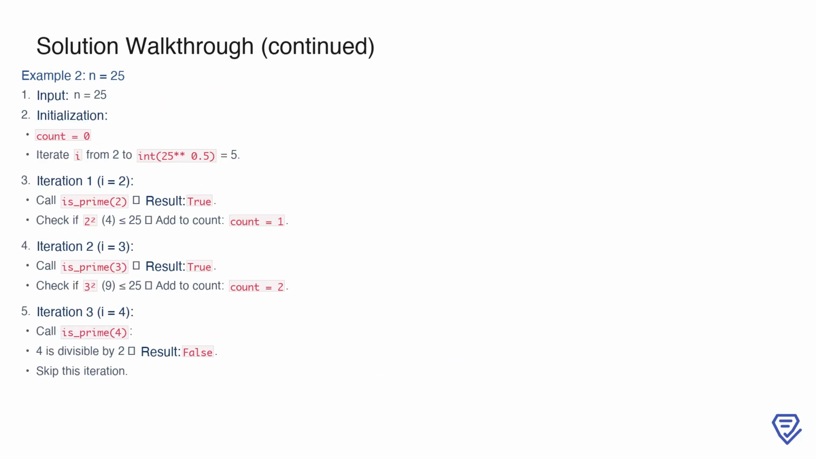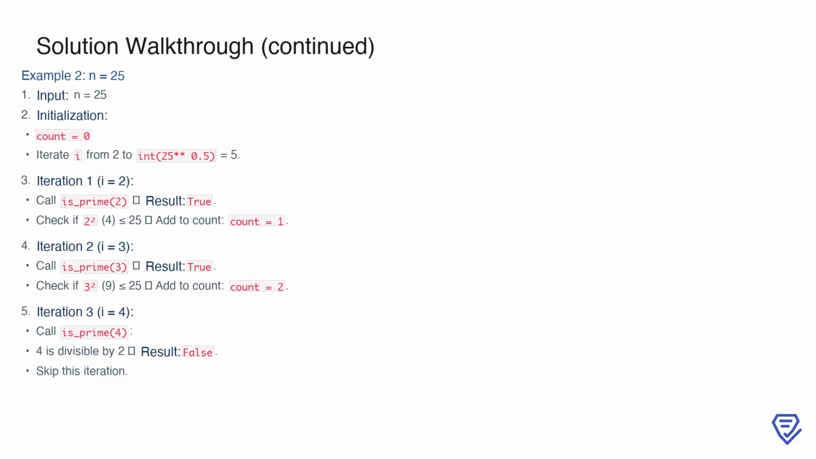Now, let's consider a second example where n equals 25. Here, we initialize the count to 0 again and iterate i from 2 to the square root of 25, which is 5. For the first iteration, where i is 2, we confirm that 2 is prime using the is_prime function. Since the square of 2, which is 4, is less than or equal to 25, we increase the count to 1. In the next iteration, where i equals 3, we check if 3 is prime. It is, and since the square of 3, which is 9, is also less than or equal to 25, we increment the count to 2.